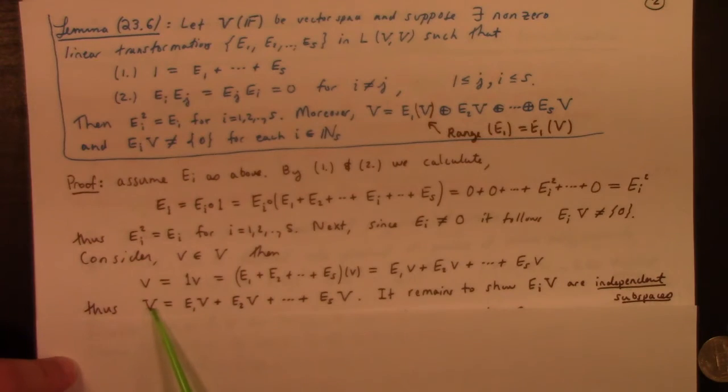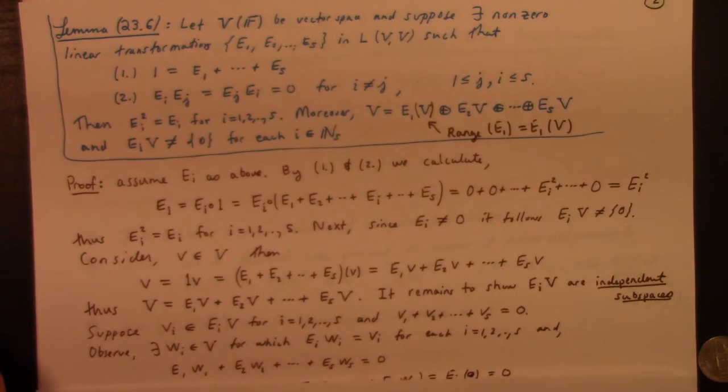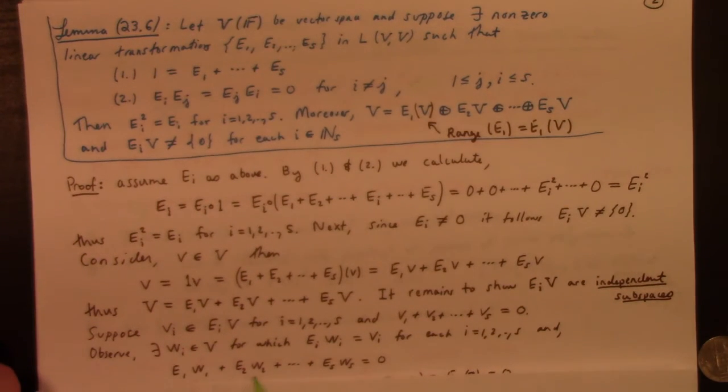So it follows that the vector space V is, in fact, it will be direct, but it's not direct yet, the sum of the ranges of these E1 through Es's, all right? So we still need to show that these are independent subspaces. To do that, suppose that we've got Vi in EiV, and that the sum is 0, right? Well, if Vi is in EiV, that means that there exists some Wi in V such that the image under Ei of Wi is Vi, all right? Kind of a gross equation, but you can deal with it. So we have V1 plus V2 plus ... plus Vs equal to 0. All right, well that's great.